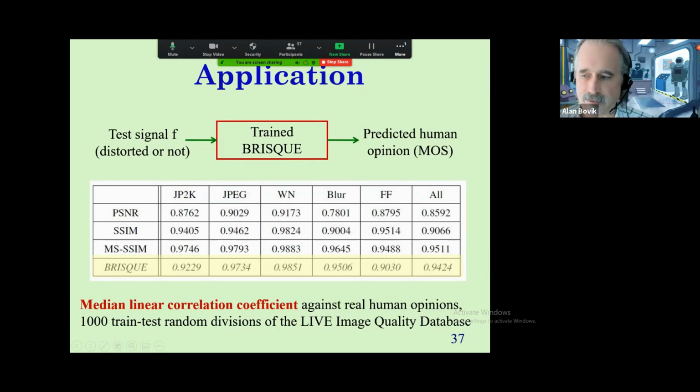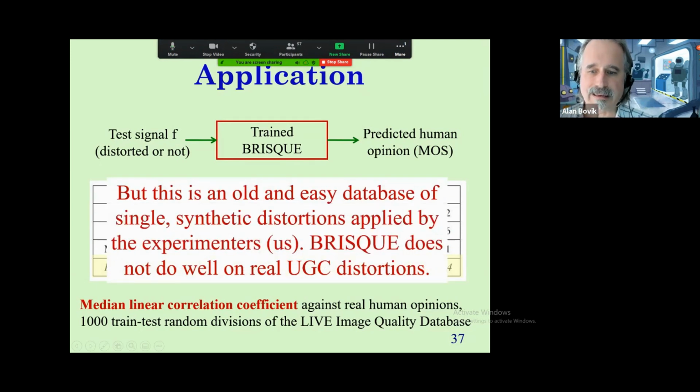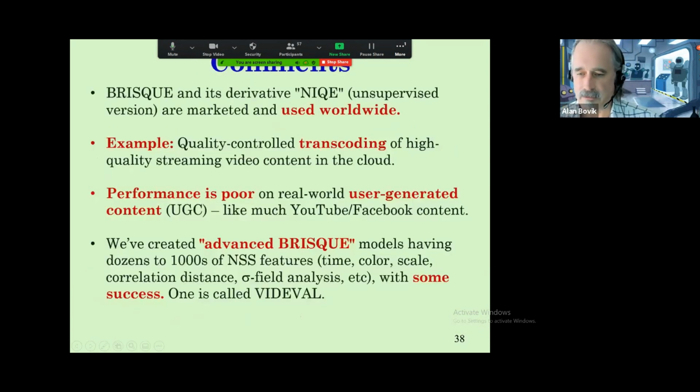Secondly, this database is an old database. It's also an easy database because all the distortions are single. They're synthetically created. So we just generated Gaussian white noise artificially, and blur and compression. This model, BRISQUE, doesn't do very well on user-generated content distortions. It's too simple. Nevertheless, it's used throughout the world. It's especially used in the cloud for transcoding of videos where you don't have a reference. But it doesn't do very well on this kind of YouTube, Facebook content.